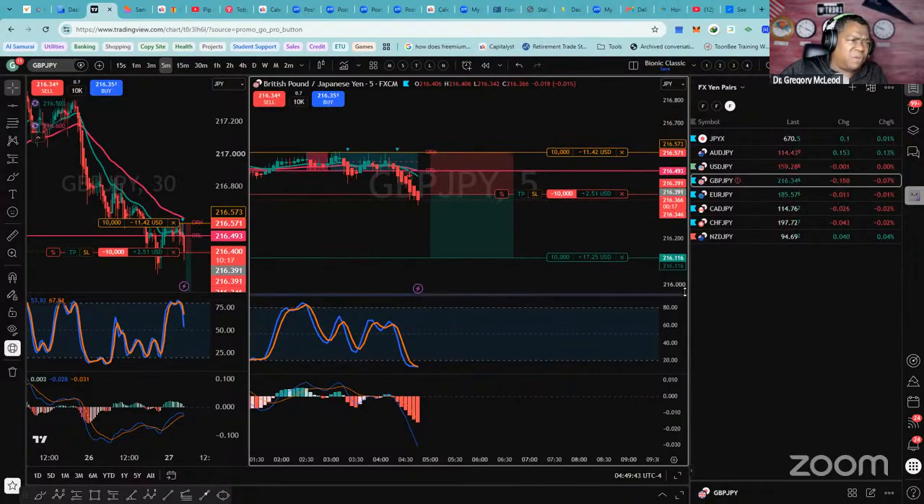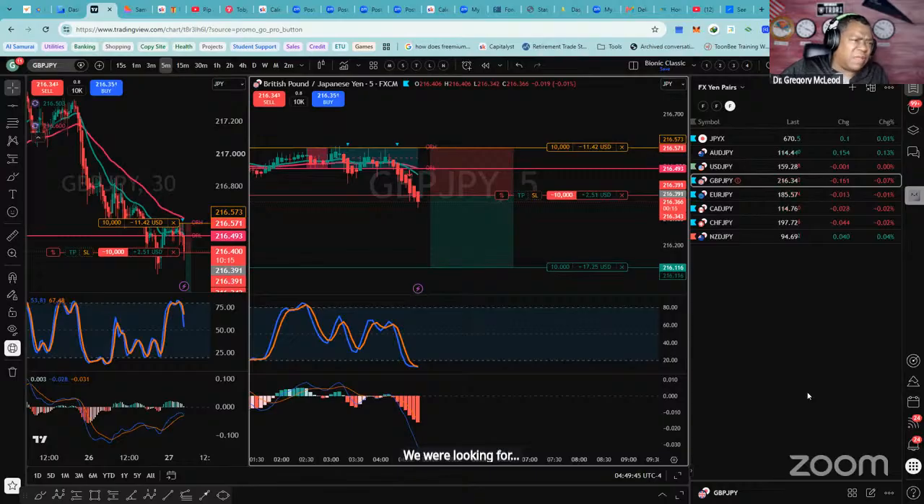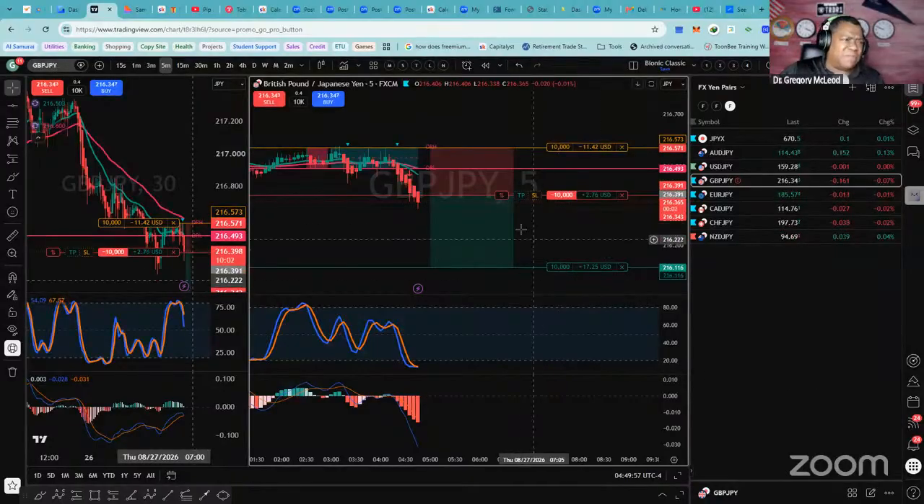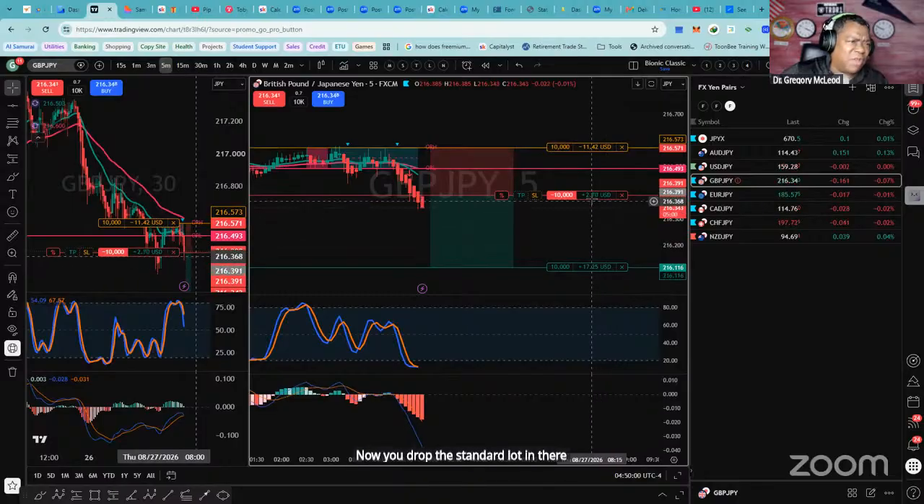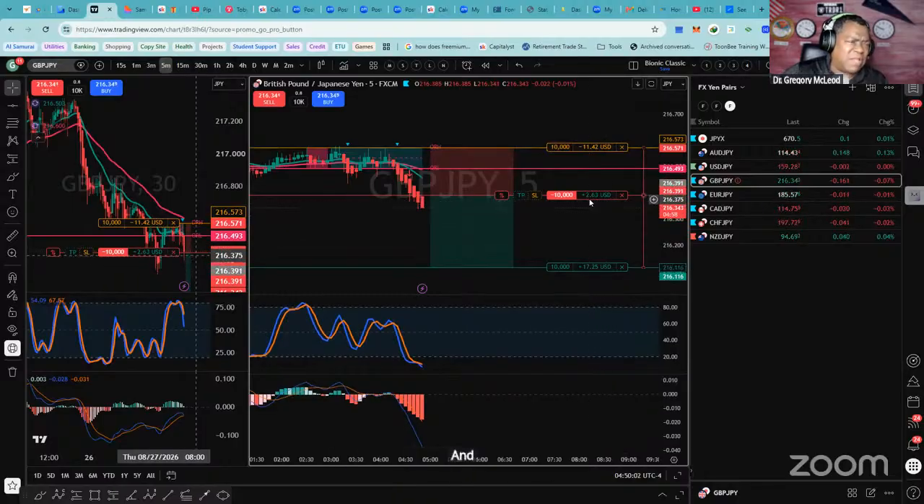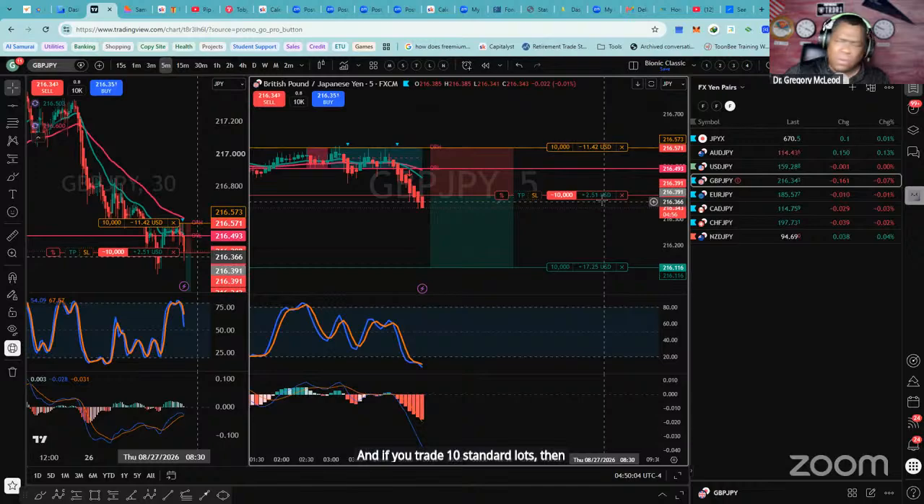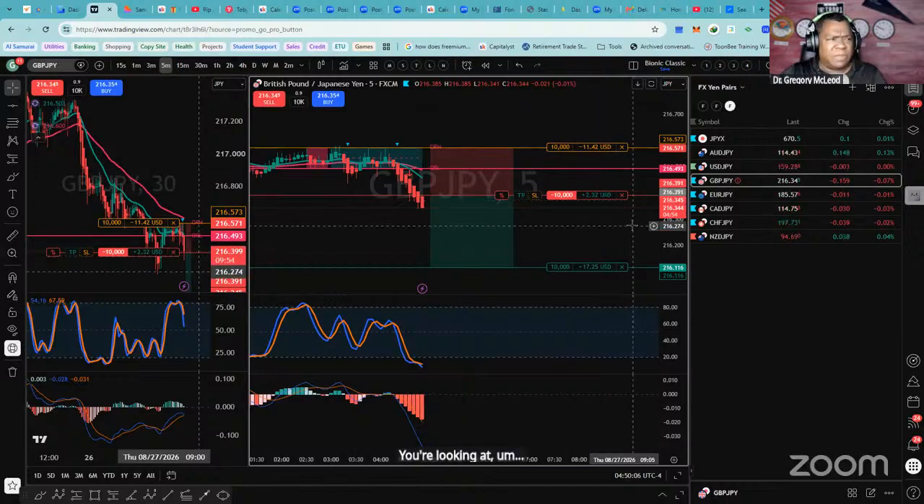We were looking for $17 out of that. Now, if you dropped a standard lot in there, it's $27. And if you trade 10 standard lots, then you're looking at $230.